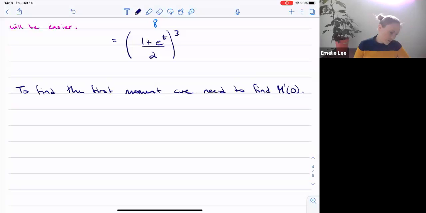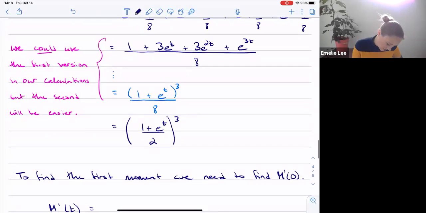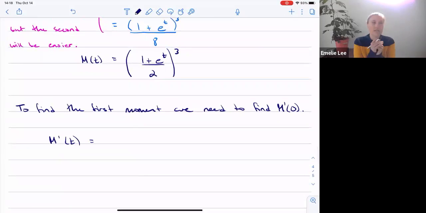Which means that first I need to find the first derivative of m of t. So m prime of t is going to be what? So this is m of t, and I'll remind us down here, just so I don't have to scroll up and down so much. I'm going to need to use the chain rule here, right? The derivative of the outside, so bring that 3 out front and then decrease the power to 2 times the derivative of the inside, right?